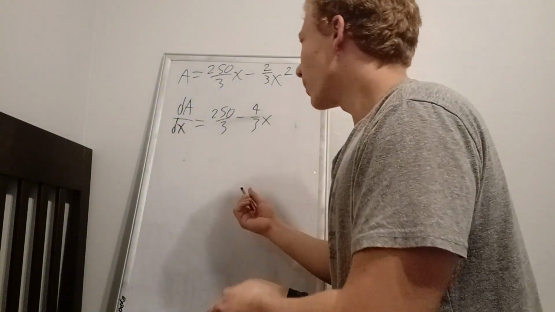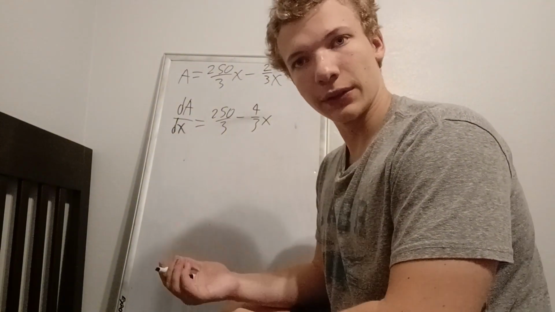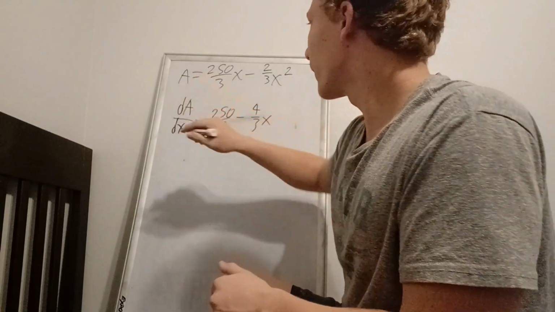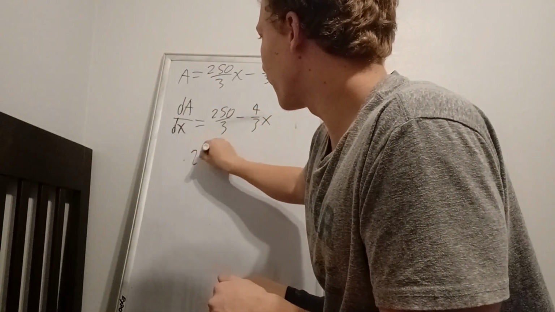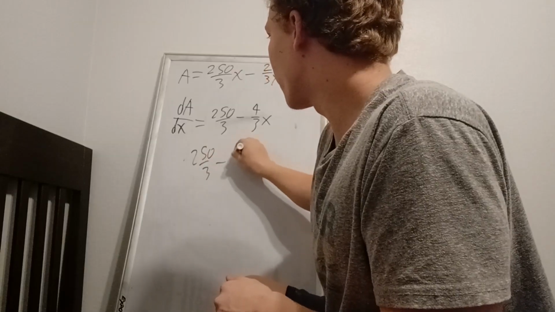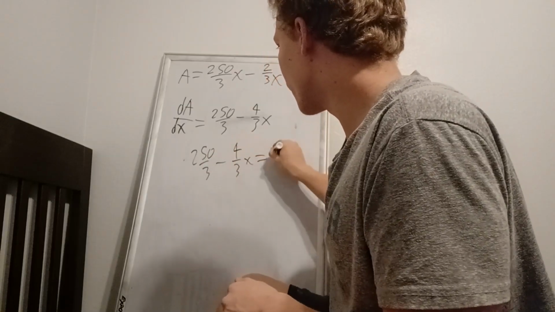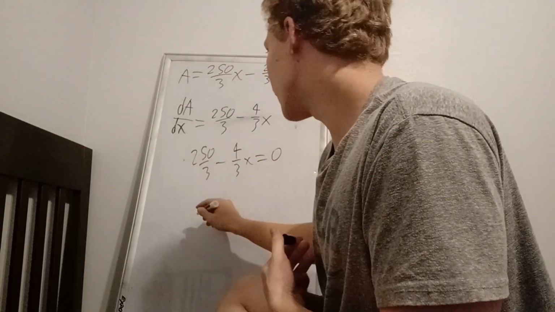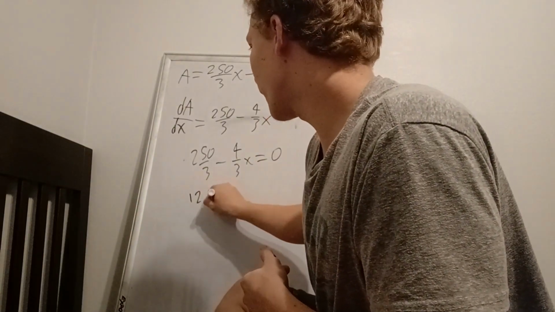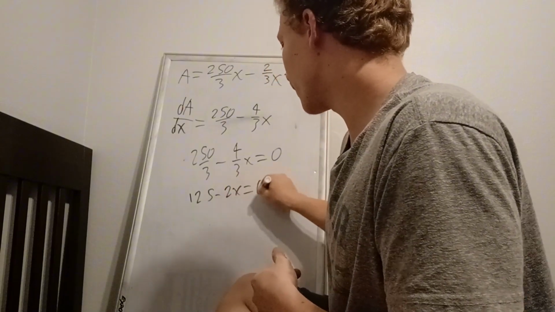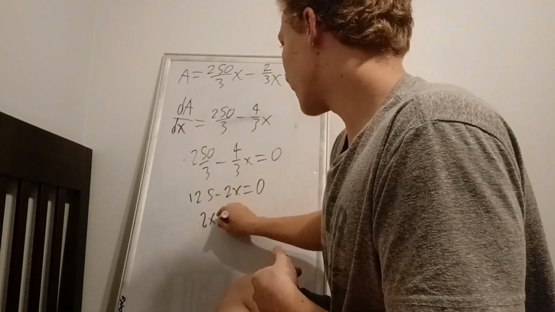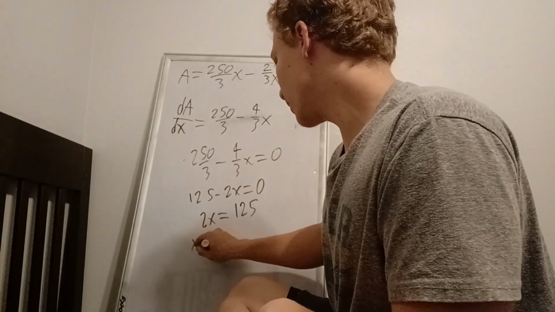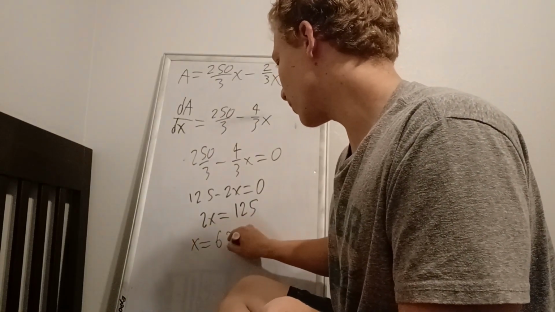Now, what we want is for the derivative to be 0, because that will represent a maximum of the function A. So we set 250 over 3 minus 4 over 3 x equal to 0. We can get rid of the over 3 and then also divide both sides by 2 to get 125 minus 2x equals 0. So 2x equals 125. And finally, x is equal to 62.5.